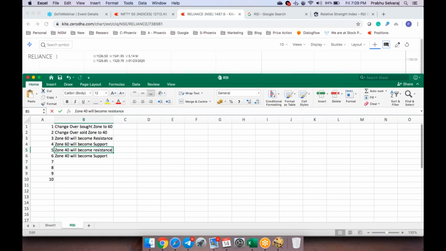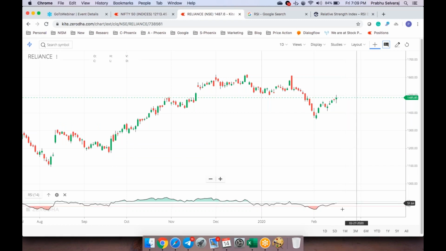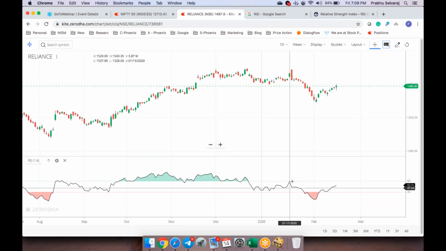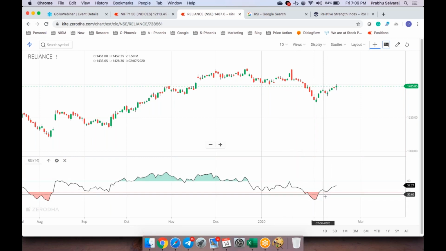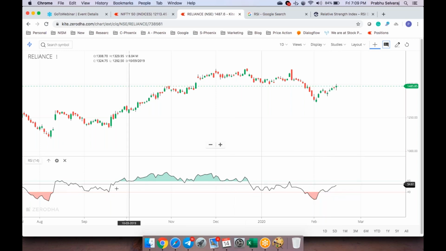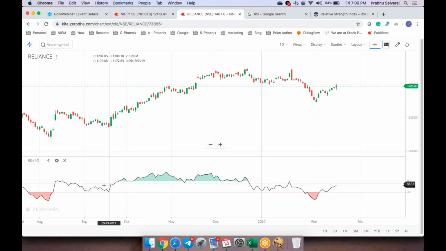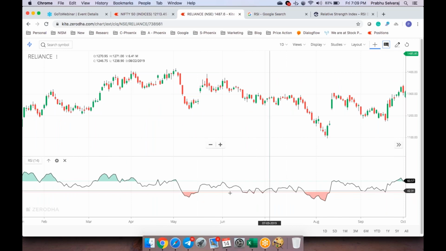Let me explain. When the RSI is trading in between, like 50, 52, the 60 will be resistance. You can see over here the 60 acts as a resistance. Now in this place 60 is a resistance and here 40 has become a support. Here, the moment it crosses 60, 60 will become a support. And here 40 is becoming a support for the stock. Right here 40 is becoming a support, 60 is resistance.